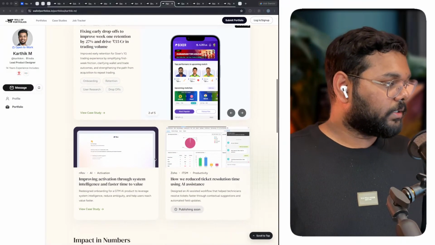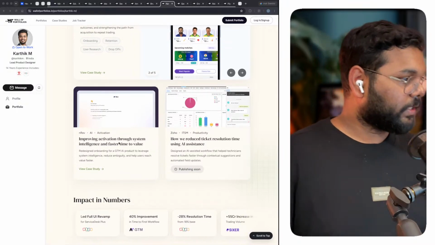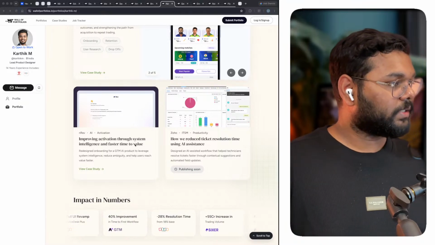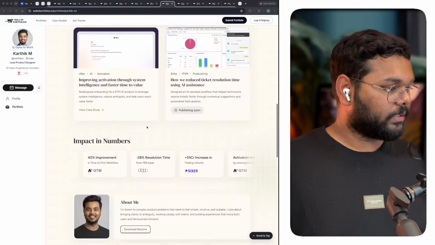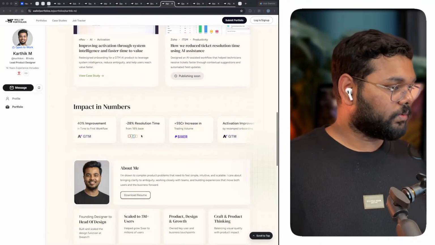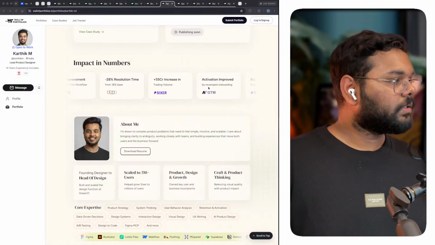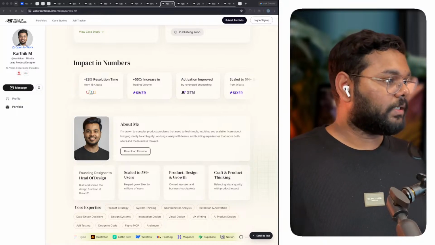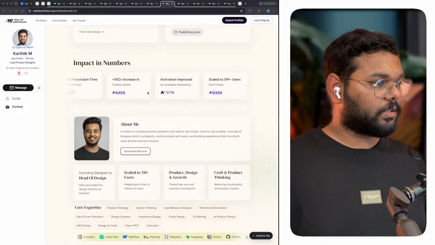Now, looking at this one, improving activation through system intelligence and faster time values. So case study is one primary case study, and then two other publishing soon, impact numbers at each. Okay, I'm not sure whether they are per company or organization or per app.